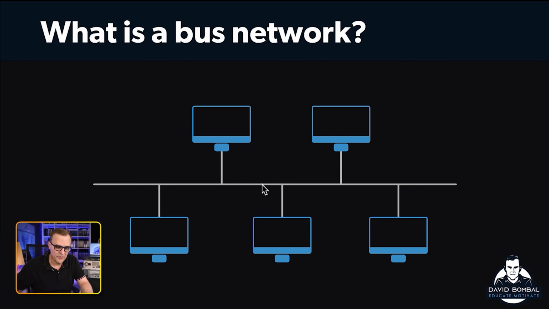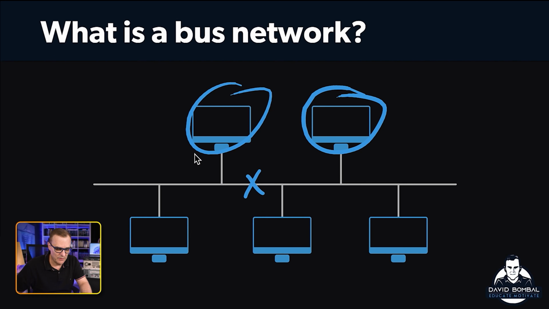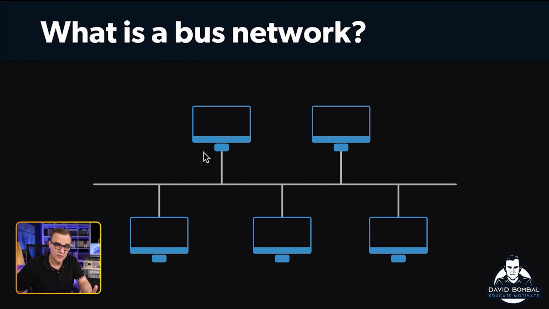There were a lot of problems with this network. Number one, if the cable broke, it destroyed your network. So if that cable broke, this device over here couldn't talk to this device. But what actually made it worse is at the end of these cables, they had to have what were called terminators to stop the signal bouncing back. If you didn't do that or didn't have that, it would destroy your network.